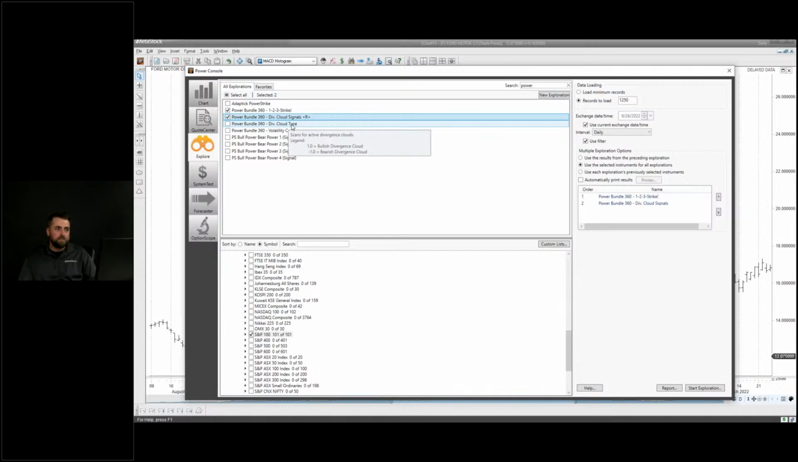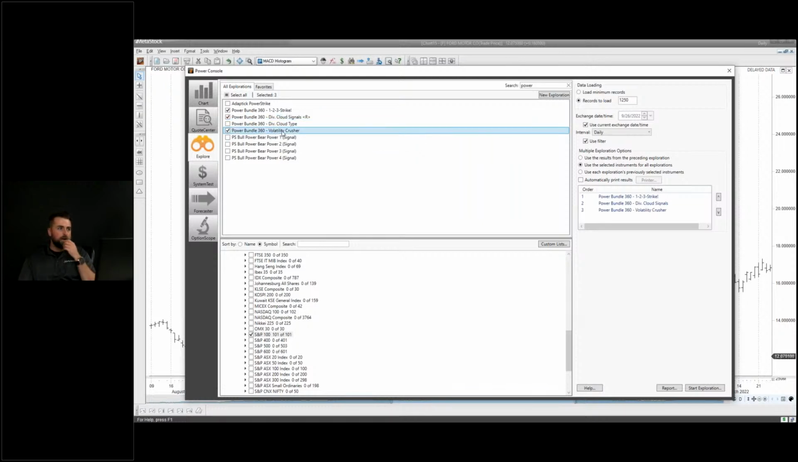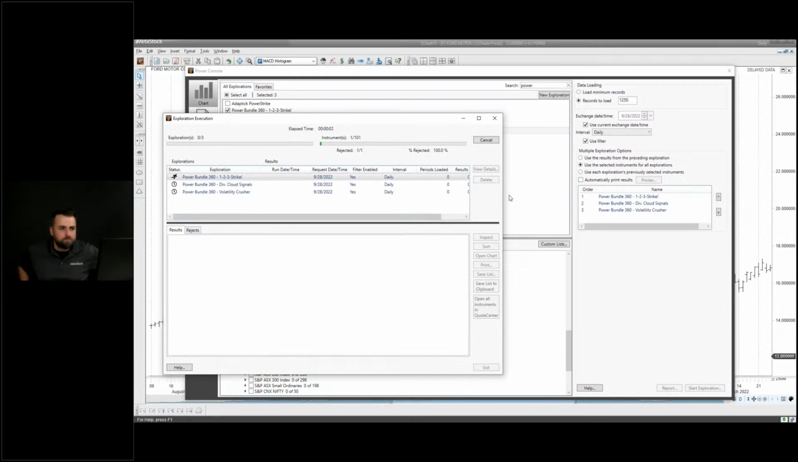You can also see the divergence cloud type that you're in. So if you just want to know if you're bullish or bearish based on divergence cloud, and so have a faster scan with just that information, that's what that one's for. And then the power bundle 360 volatility crusher here as well. We're going to do the 1250 records, S&P 100. Let's go ahead and start that exploration.